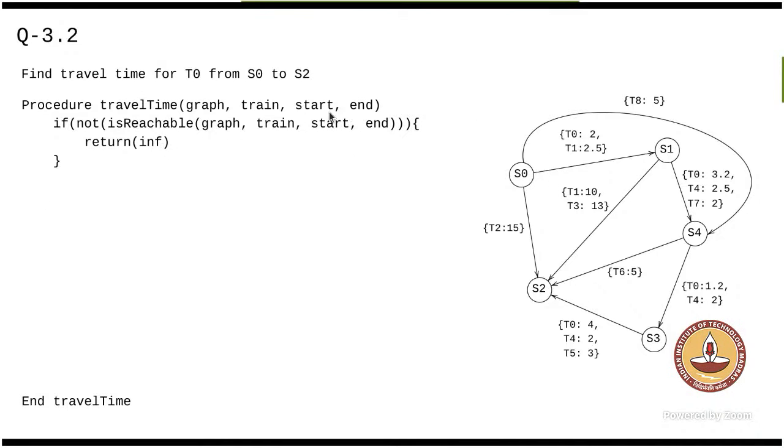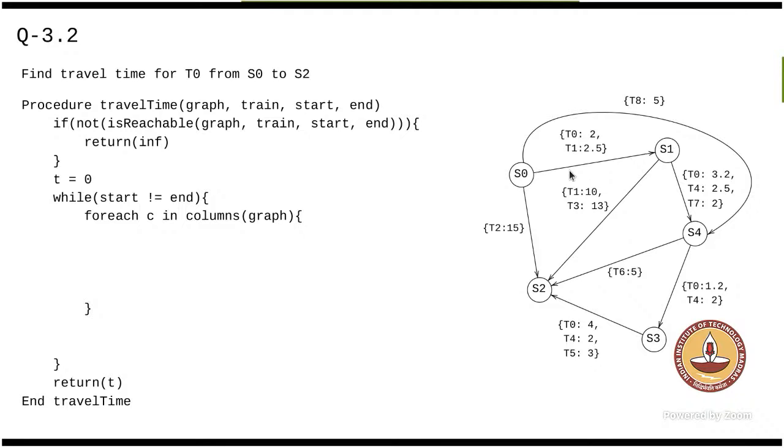So that's what I denote by infinity. If this particular train is not going to take you from S0 to S2, then there is no point computing the travel time. So the travel time is going to be infinity, or a very large number. On the other hand, if it is reachable, then you have a finite time and you can compute. How do we do that? This is how we do it. While you have not reached the destination, what do you do?